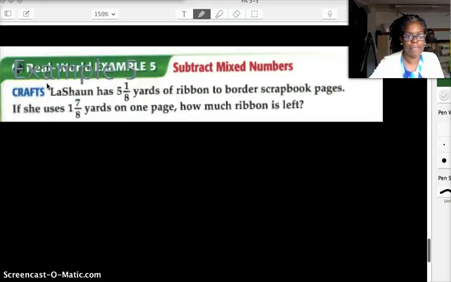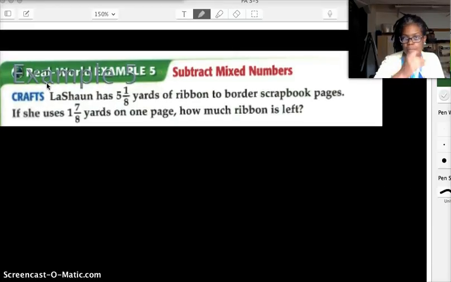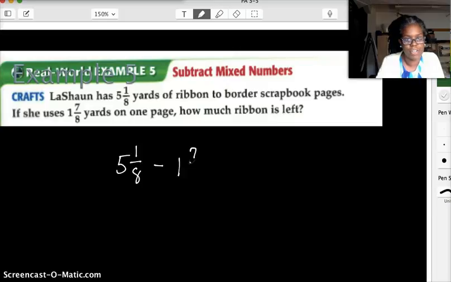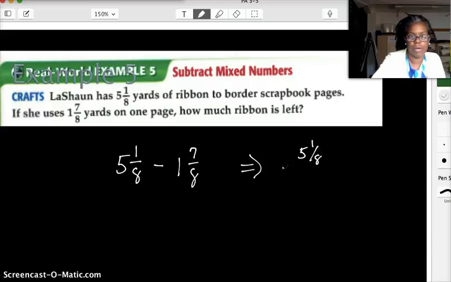So looking at example 5, we're going to subtract some mixed numbers. LaShawn has 5 1/8 yards of ribbon to border scrapbook pages. If she uses 1 7/8 yards on one page, how much ribbon is left? So obviously you can see this is a subtraction problem because they told me. It's subtraction because the situation definitely calls for some subtraction. So I've got 5 1/8 minus 1 7/8.